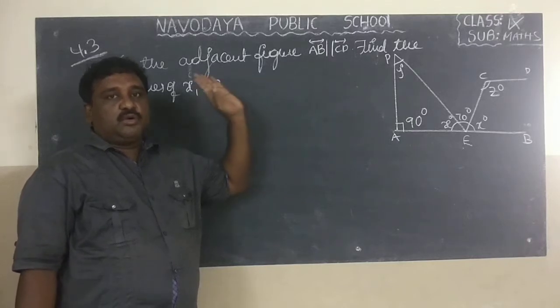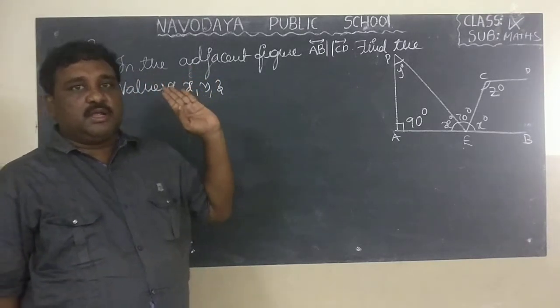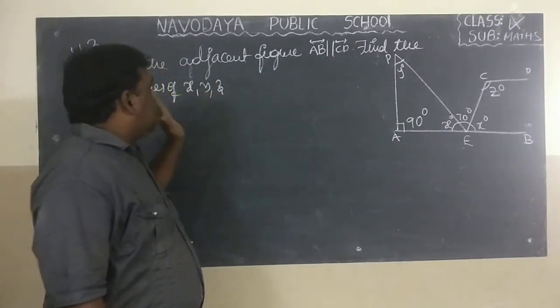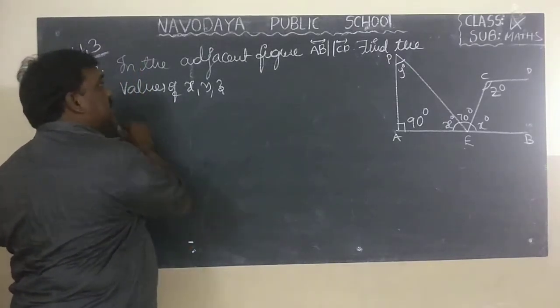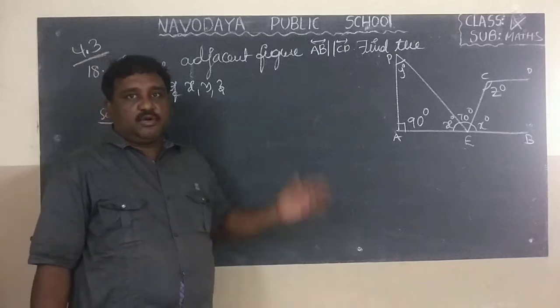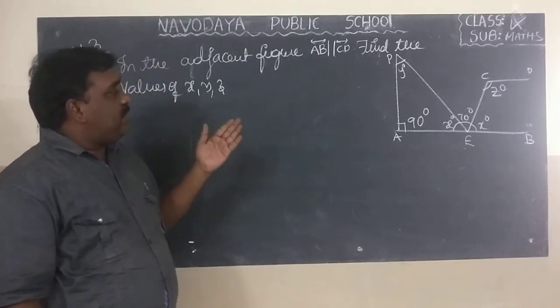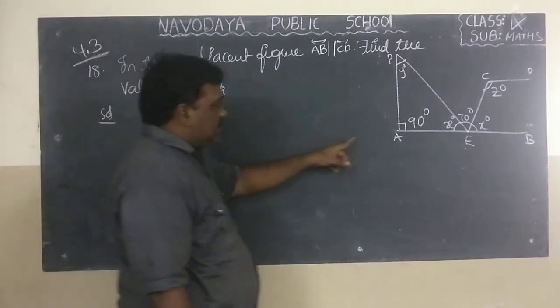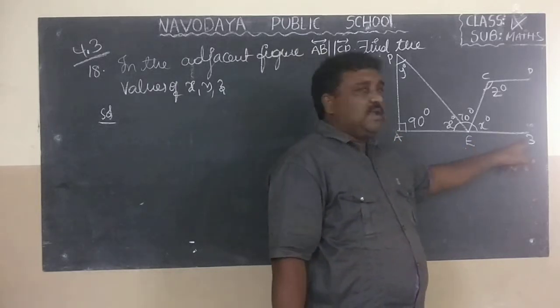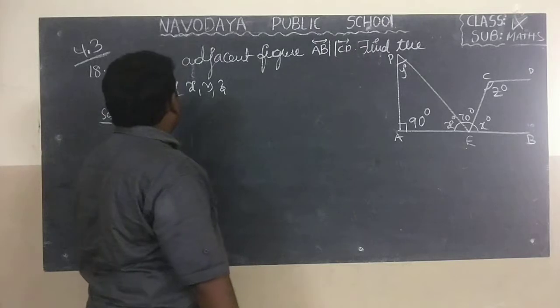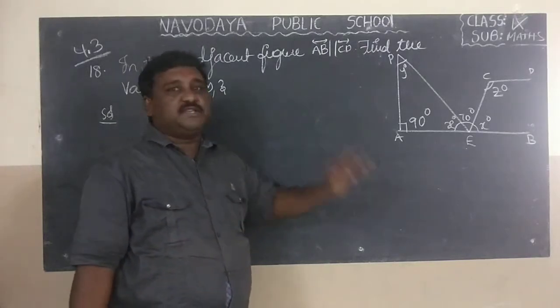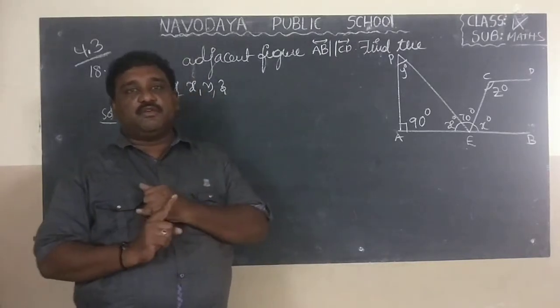Okay? So diagram plays an important role in geometry part. Write the problem first. What is there in the problem? In the adjacent figure, so diagram is there. AB parallel CD. This is AB line. It is parallel to CD line. Next, find the values of x, y, z. So three angles we need to find out.